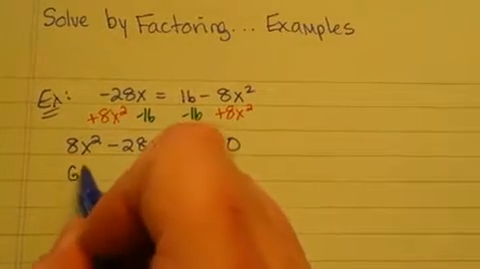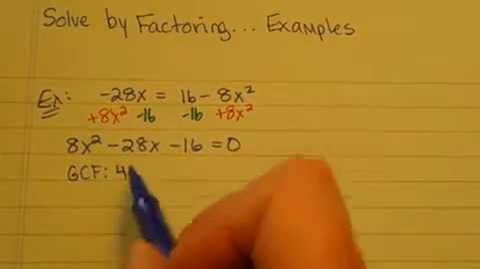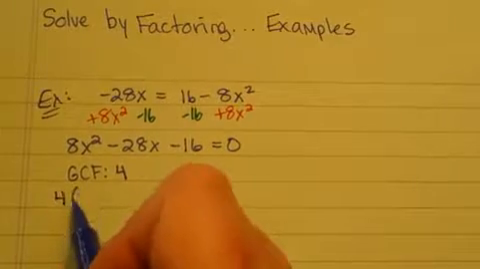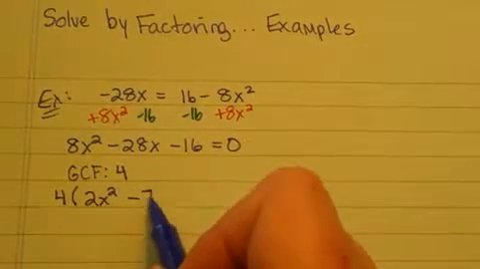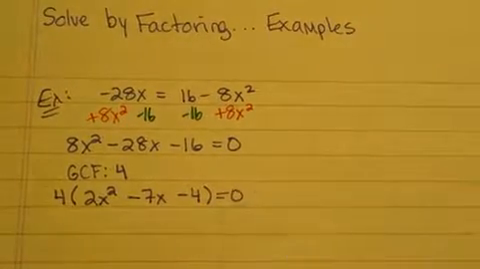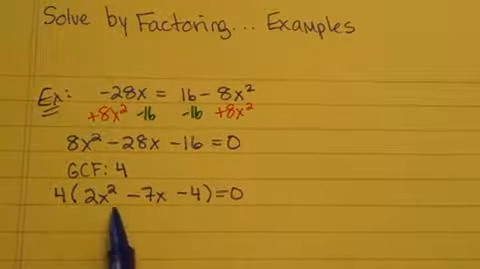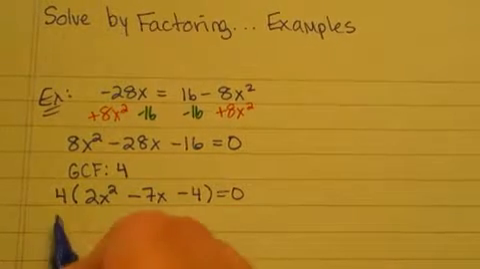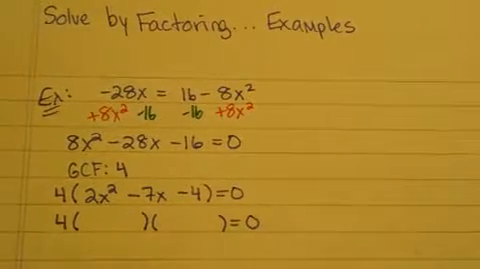Then I'm going to look for greatest common factor. All of those terms are divisible by 4, so I'll put the 4 out in front, and I'm left with 2x squared minus 7x minus 4 equals 0. I'm going to continue factoring that quadratic trinomial. Let's see. It's a trinomial, so I'm going to use guess and check.